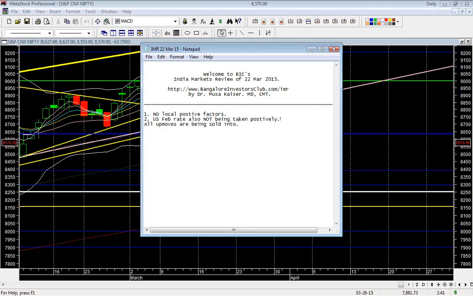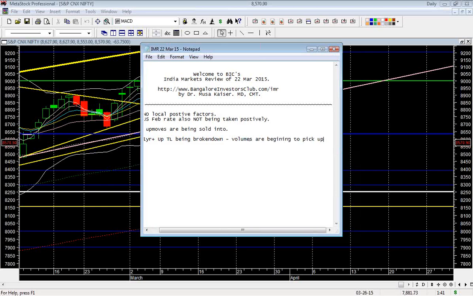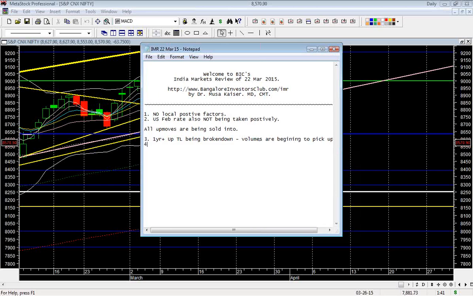Right, so that's one thing to really keep in mind. So this is not a buyer's market, it's more a seller's market. There's no doubt about that. And you can look at the almost 1 year plus uptrend line being broken down, right? And I would say we haven't looked at the sector indices yet, right? But I would say I think volumes are beginning to go up, right? And then there are also horizontal supports that are being broken.